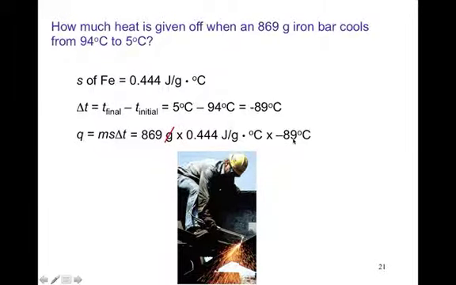Let's see. Okay, we know how to do the work. Got it. Units cancel. There we go. Negative 34,000 joules. And so if all your units cancel and you're left with joules, you know you're probably in good shape.